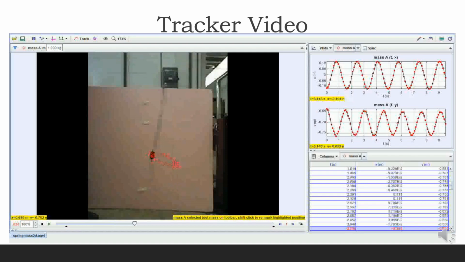I used this video provided to us and plotted the x and y positions in Tracker for each frame. I chose my axes such that the positive x points to the right and positive y points upwards.